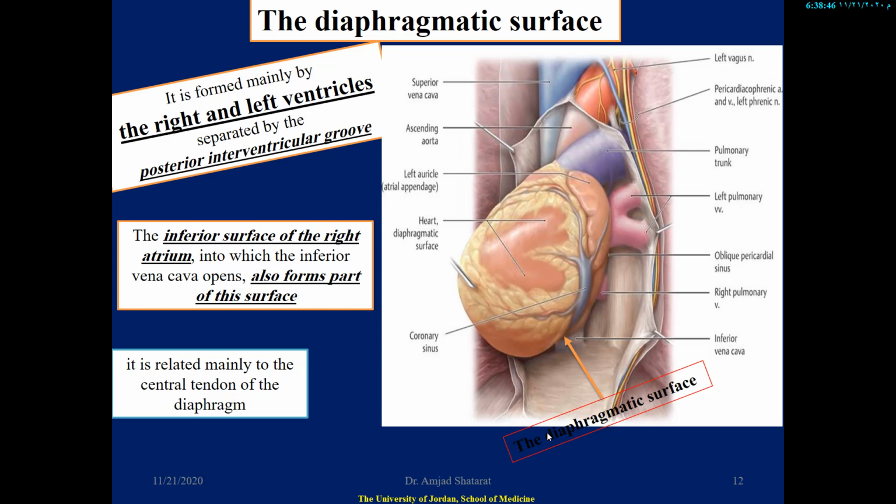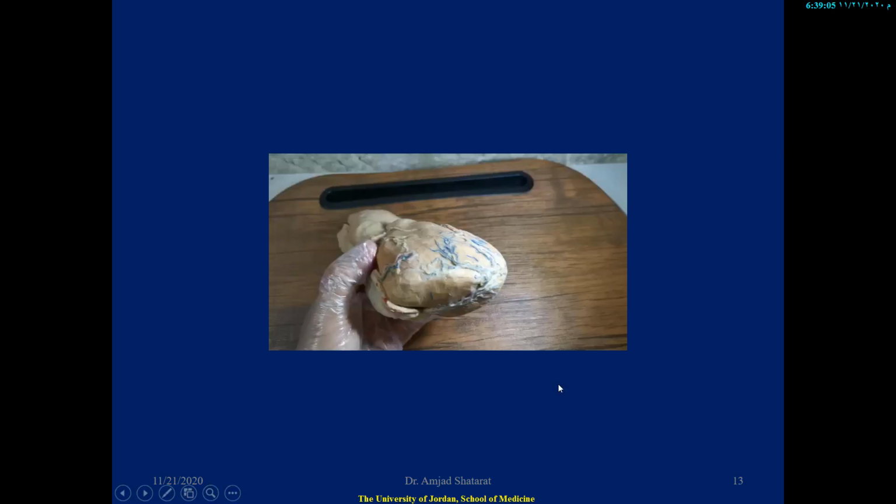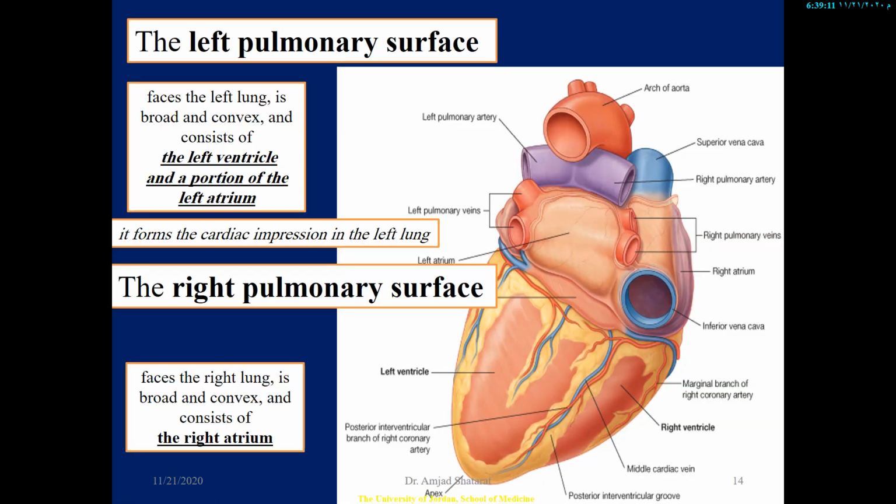Now let's talk about the diaphragmatic surface. You need to understand that this surface is the inferior surface, and in the anatomical position it has been named diaphragmatic just because it rests on the diaphragm. Of course, in this video also we would explain everything about it.